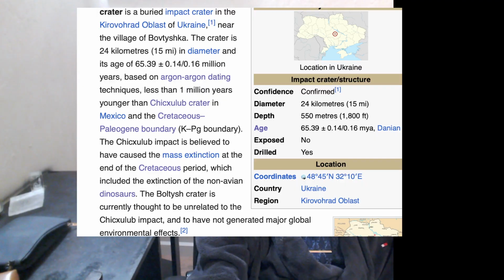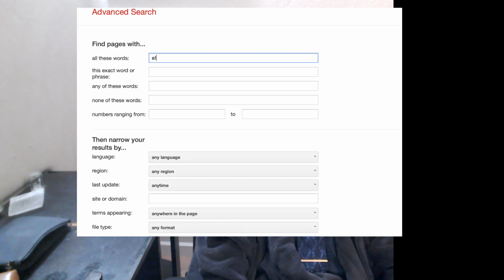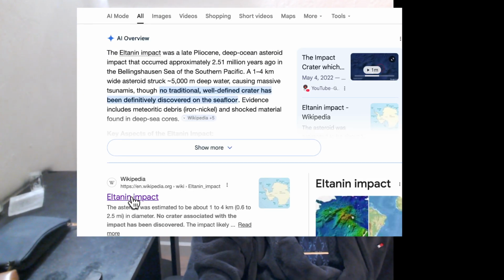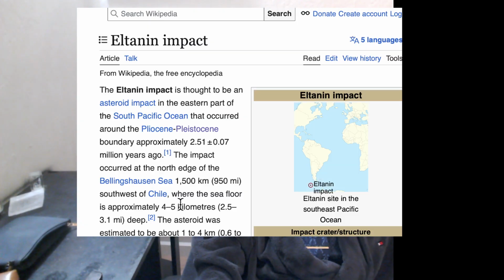Now, the Eltanin Impact, before we close this video off, so you won't have to look it up yourself, let's just see what it says in Wikipedia about the Eltanin Crater. Crater is the word I've learned usually gets the attention of Wikipedia. Anyway, it's thought to be an asteroid impact. You may be able to see from this diagram that it's way down there near the tip of South America on the Pacific side. It occurred in the eastern part of the South Pacific Ocean around the Pliocene to Pleistocene boundary approximately.